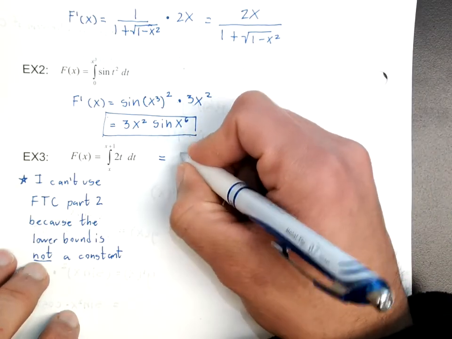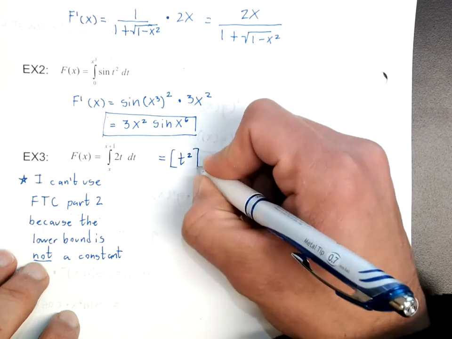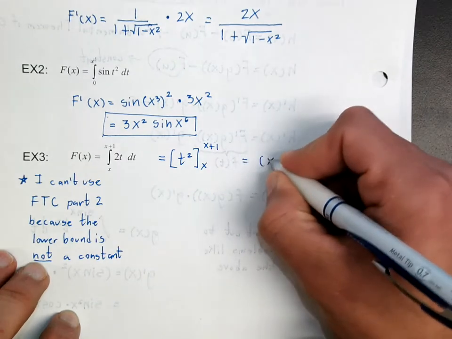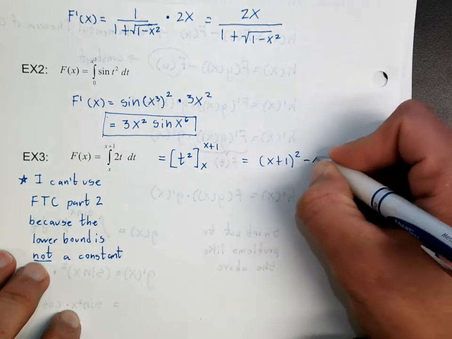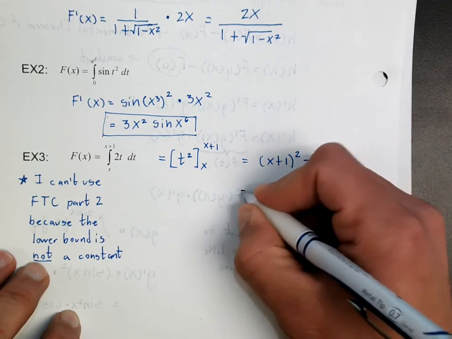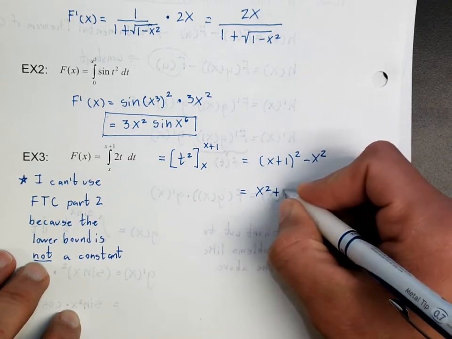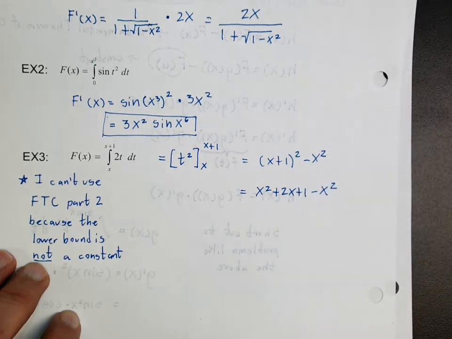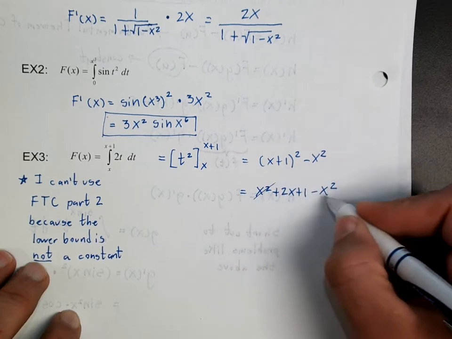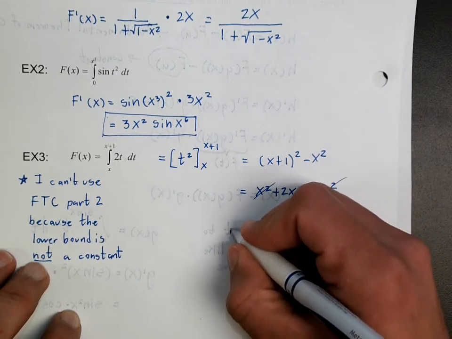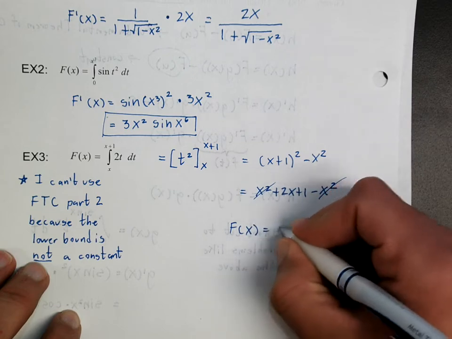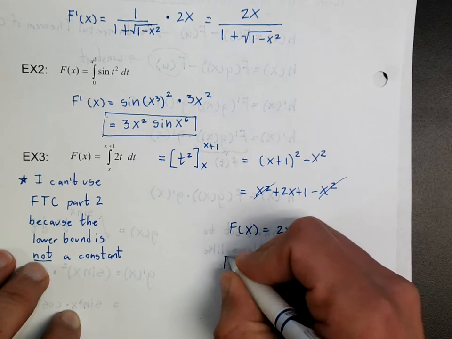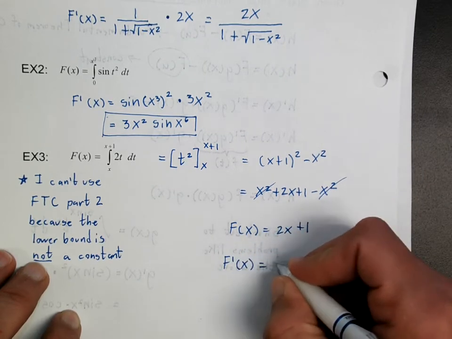So that's going to give me t squared from x to x plus 1, which is equal to x plus 1 squared minus x squared. And that would be x squared plus 2x plus 1 minus x squared. I'm just simplifying at that point. So f of x is equal to 2x plus 1. So f prime of x is equal to 2.